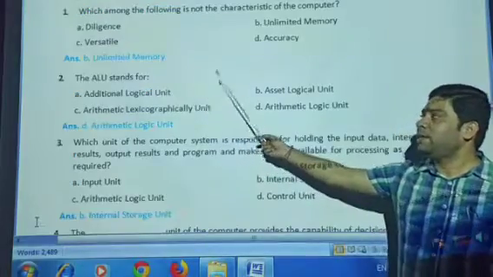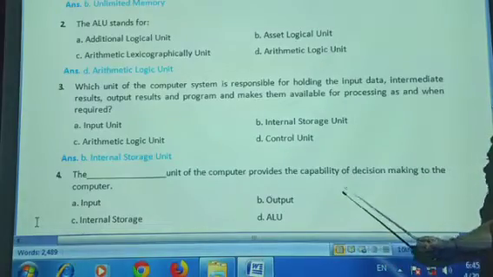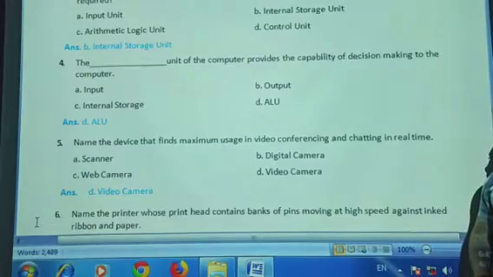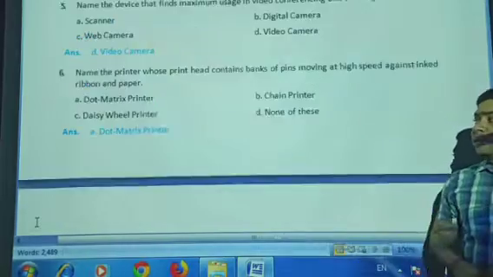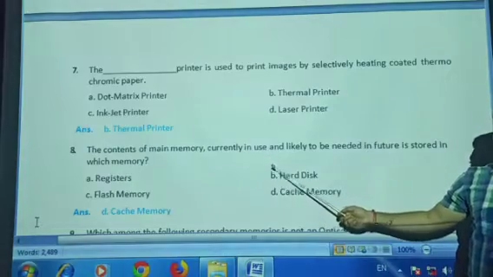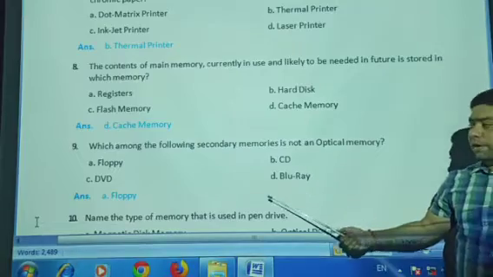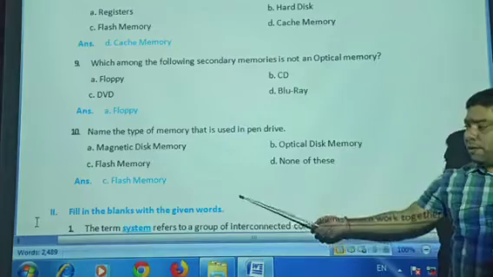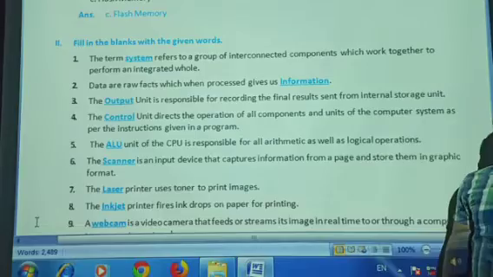After the answer, the same second question, then third, after that, fourth one is, answer is ALU, fifth one, answer is video camera, sixth one, name of the printer is dot matrix, seventh one, the printer is thermal printer, eighth one is contain cache memory, ninth one, which among the following floppy, tenth one is name the type of memory, flash memory is this.